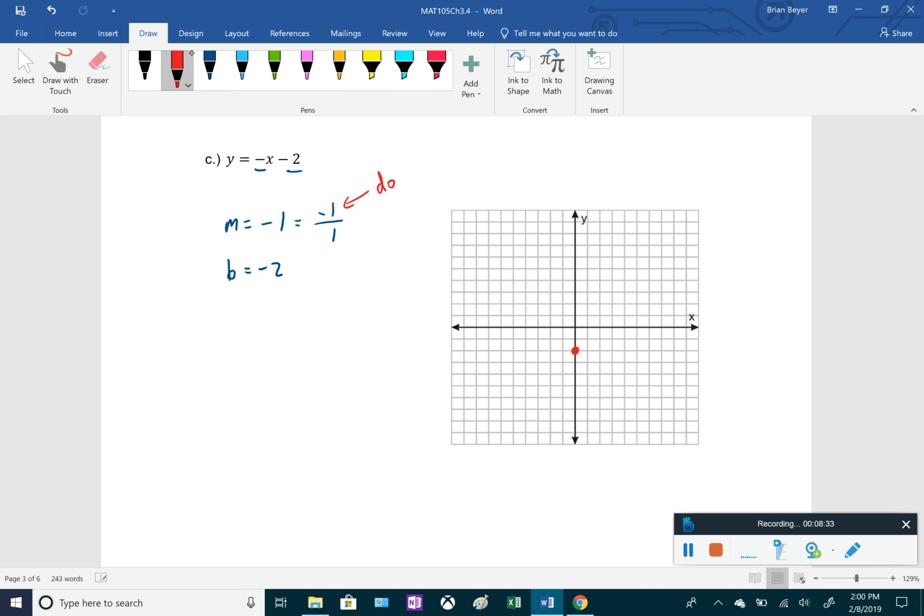The negative means we're going to go down 1. And then the denominator, we're going to the right 1. So we start at the y-intercept. We go down 1 to the right 1. Puts us right here. We connect those points. Arrows on the end. And we're good. That's y equals negative x minus 2. So before, when we were doing these, we were plugging in x values, finding their corresponding y values, and then plotting that xy coordinate. So this way is a lot quicker.